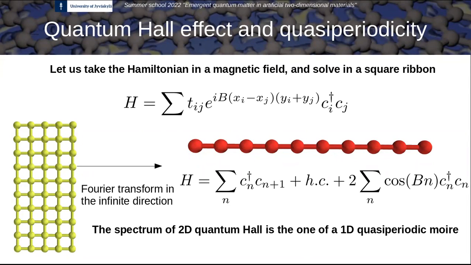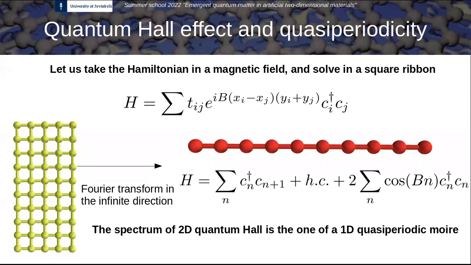So in other words, in the very same way that we expect something that looks like Landau levels in a system in which we apply a magnetic field, we are also going to have something that looks like Landau levels when we have quasi-periodicity. We are also going to have something that looks like Landau levels when we have a Moiré pattern. And this is, of course, something that also applies to the material.